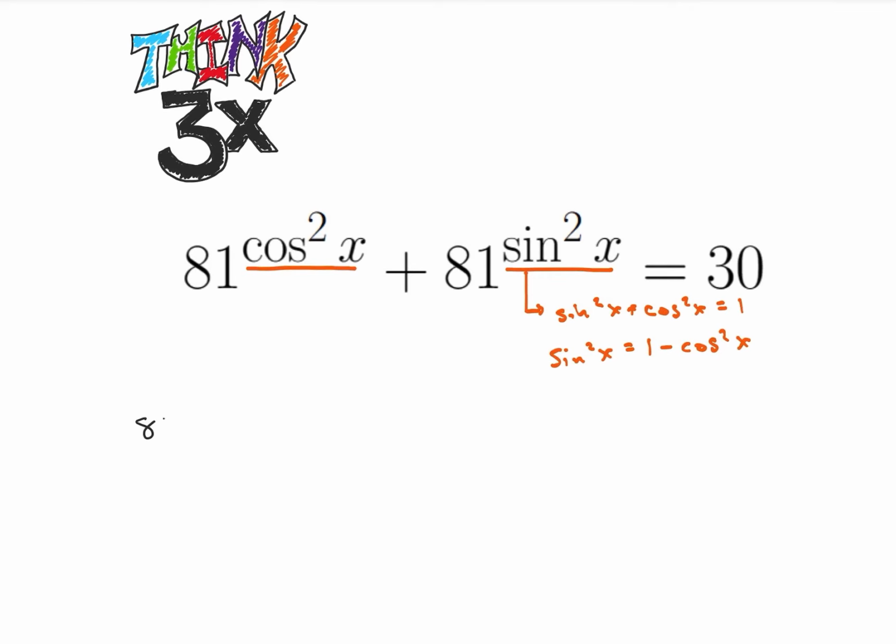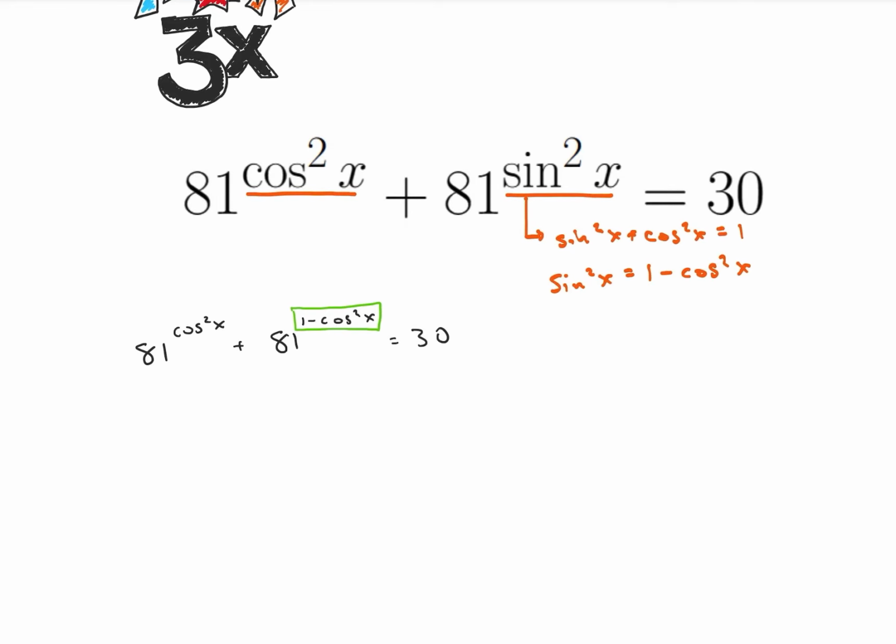And I'm going to rewrite my expression as 81 raised to the cosine squared of x plus 81 raised to 1 minus cosine squared of x is equal to 30. And now, since this is 81 to the 1 minus cosine squared, I can rewrite that as 81 over 81 to the cosine squared. So I'm going to rewrite this expression, and now I can use a little bit of simplification here.